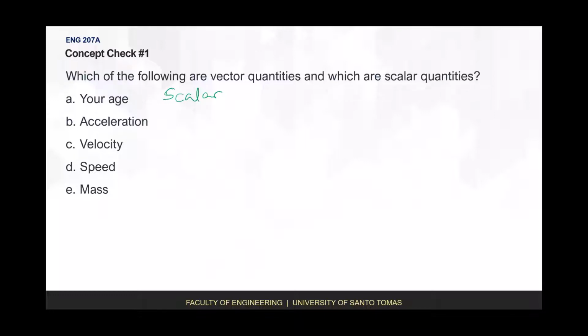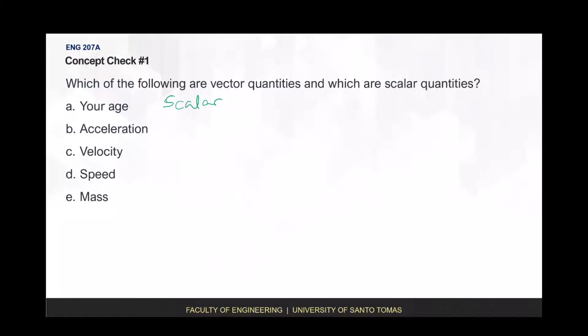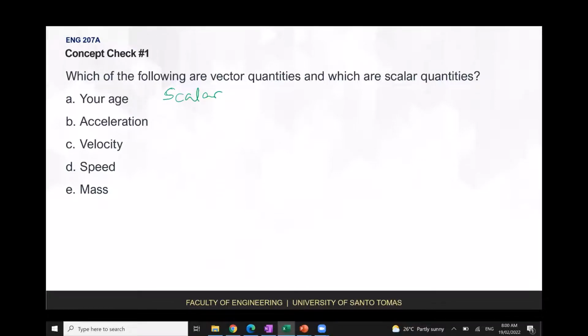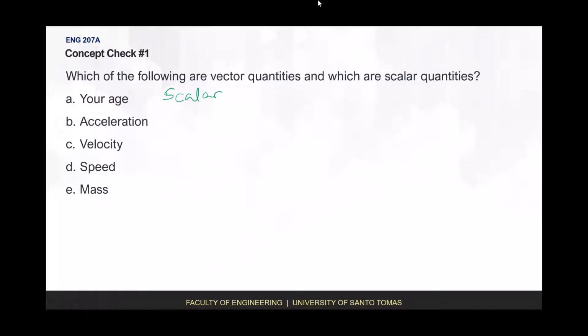Okay, next, Arvin. Is acceleration a vector or scalar? Vector, sir. You can chat it up if you don't know. Sir, vector po. Okay, good. Actually, that's correct. It's a vector. Why? Because it has a magnitude and a direction. You cannot specify acceleration without pointing where it's going. Group 1, vector.